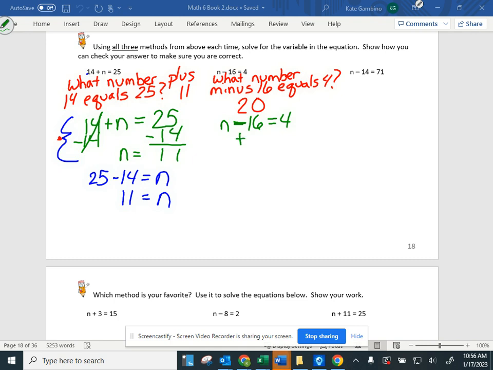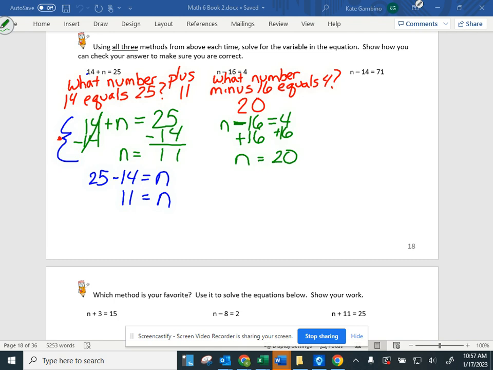How much am I going to add? 16. So I have n minus 16. The opposite would be plus 16. Minus 16 is a negative 16. Negative 16 plus 16 gives me that 0. I want to get to a 0 when I'm adding or subtracting, because I want n by itself. So if I added 16 on the left, I need to add 16 on the right. 4 plus 16 gives me that 20.